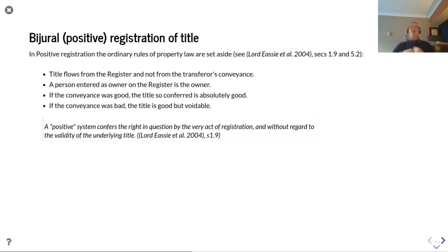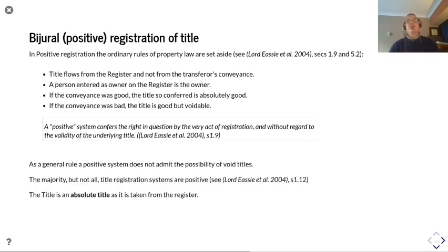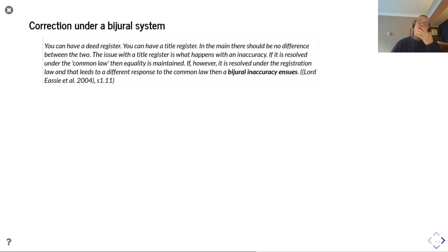So a positive system confers the right in question by the very act of registration and without regard to the validity of the underlying title. As a general rule, a positive system does not admit the possibility of void titles. The majority, but not all, title registration systems are positive, and title is an absolute title as it is taken from the register. How do you correct under a bijural system?